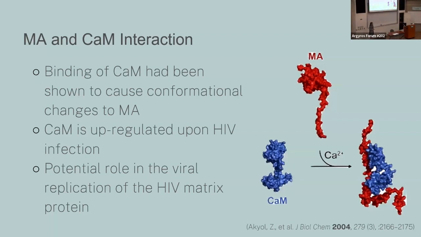And so we are investigating how the HIV-1 matrix protein interacts with calmodulin, and we have found that when calmodulin interacts with the matrix protein, there are conformational changes occurring. And calmodulin has been shown to be upregulated upon HIV infection. So we believe that it plays a potential role in the replication cycle of HIV.